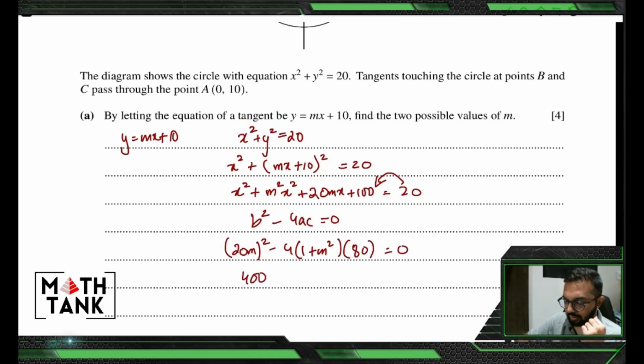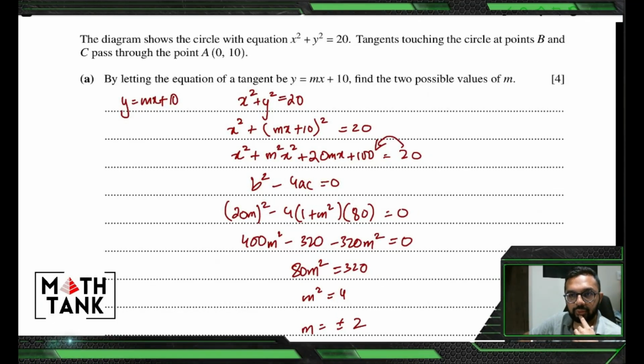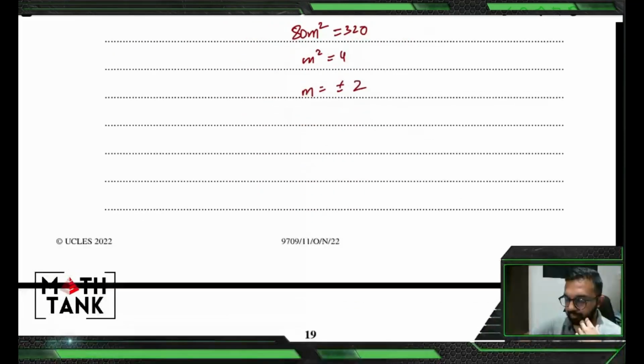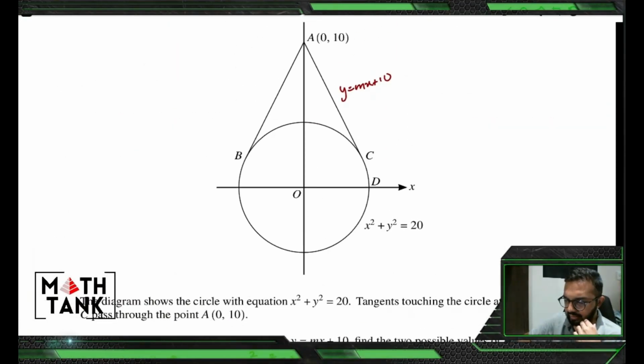So 400 m squared minus 320 minus 320 m squared. So I get 80 m squared equals 320. M squared equals 4. M is therefore equal to plus and minus 2. So those are the two possible values of M. Find the coordinates of B and C. I think that's the simpler part.